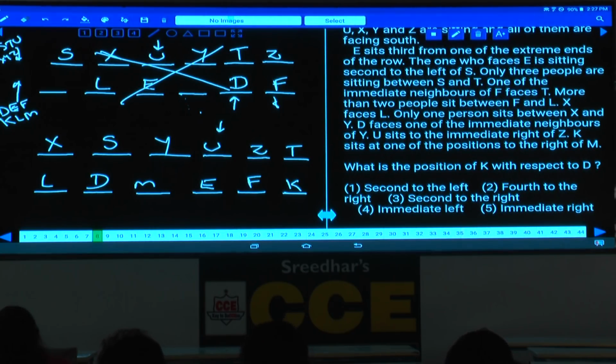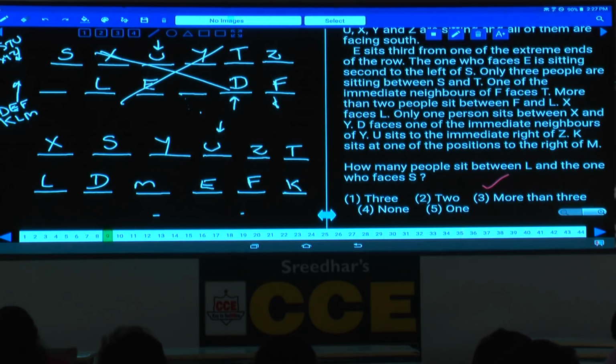Done with this? Then question number 8. What is the position of K with respect to D? Position of K with respect to D: 1, 2, 3, 4, 4th right. 4th to the right, that is choice 2. Then question number 9. How many people sit between L and the one who faces S? Now L is here and the one who is facing S is D. Now how many persons in these two? There is no person in between these two, that is none. It is given in choice 4.